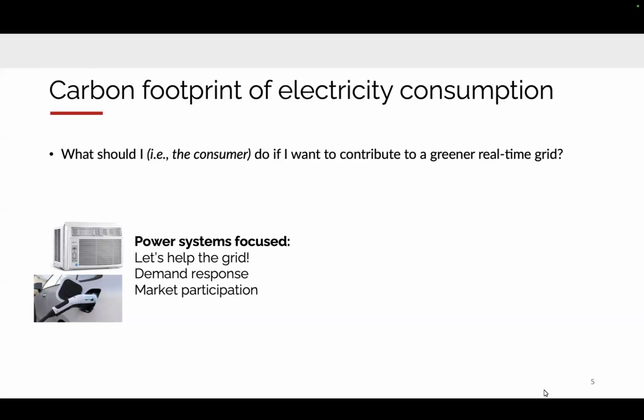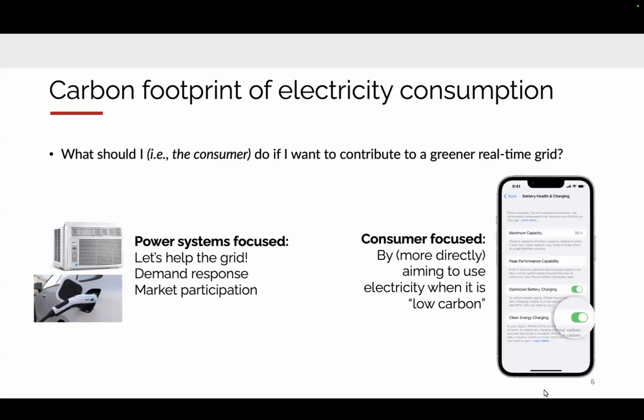But it turns out that the rest of the world, who doesn't think about electric power systems all the time, for them, it's a roundabout way of getting at this problem. It's very hard to quantify the exact carbon emissions impact of, for example, demand response participation or actions you might take in a market. And so it turns out that from a consumer perspective, it is much more appealing to have this idea of more directly aiming to use electricity when it is low carbon.